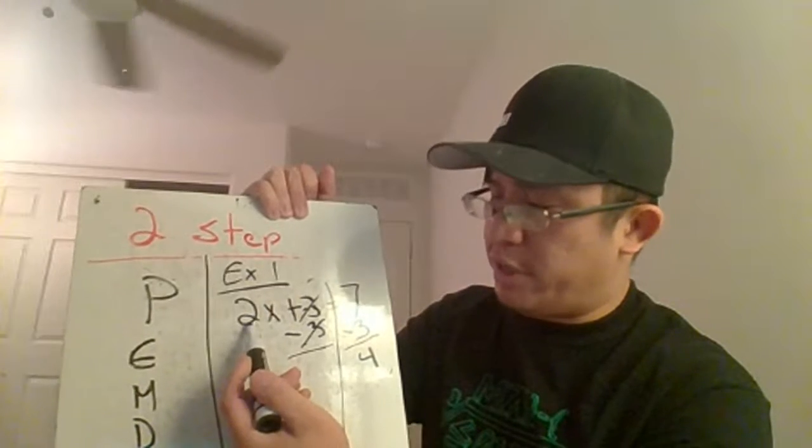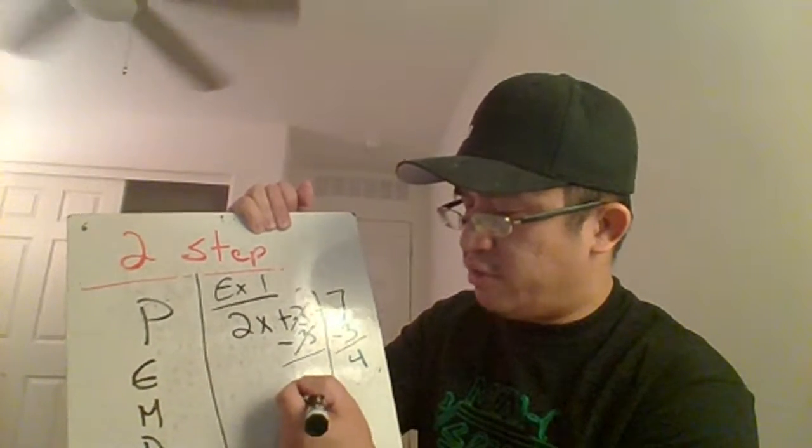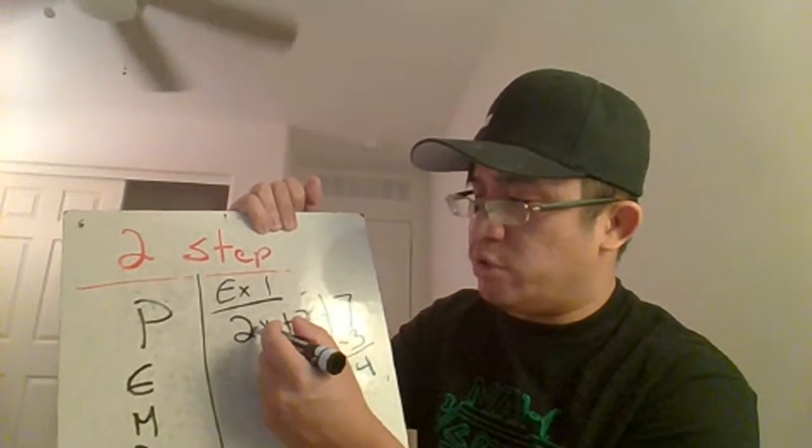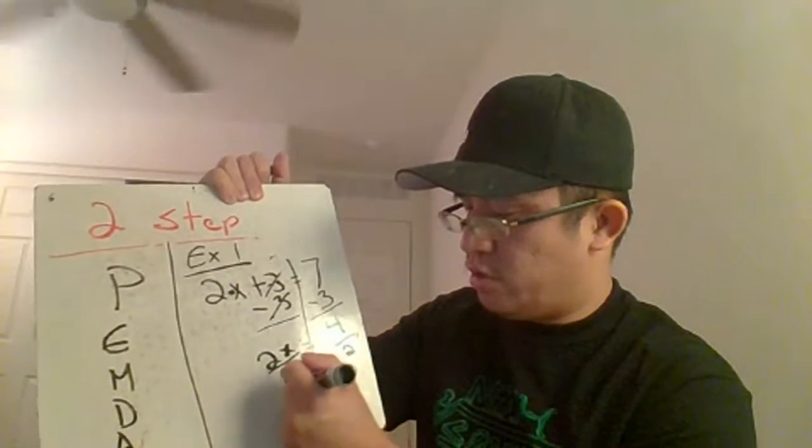Now I ask myself, who didn't get crossed out? Well, it's 2x. One thing to note is x is a variable. There's no symbol in between the 2 and the x, but there's an implied little dot, a multiplication, equals 2.